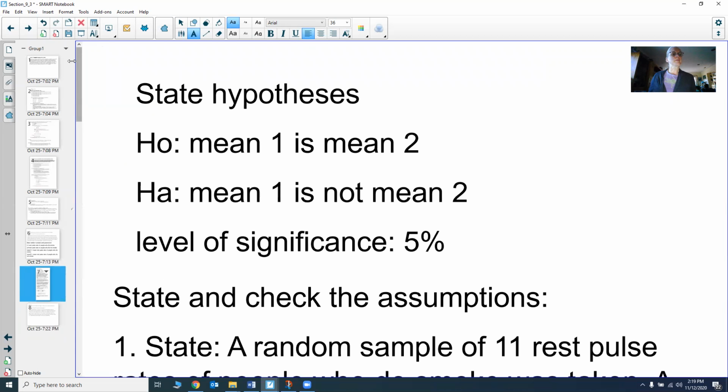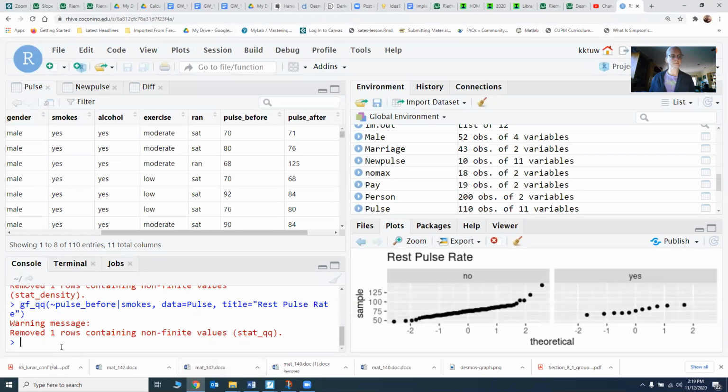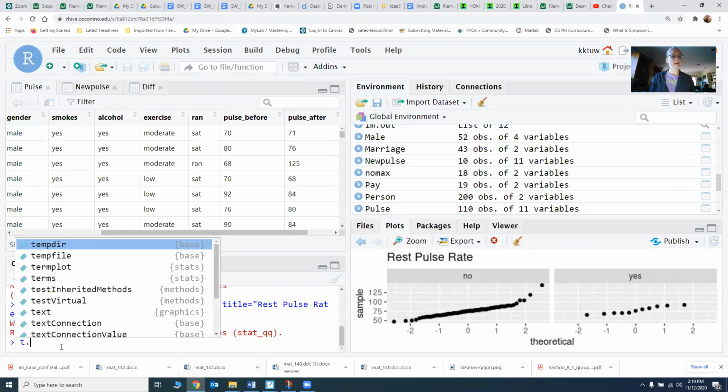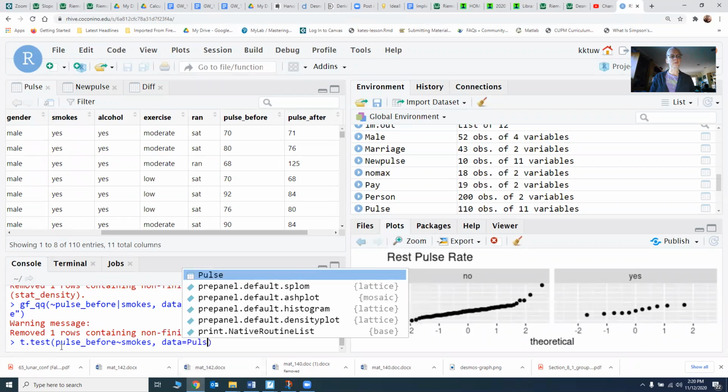Okay. So then our next step is to do the calculations. So let's go ahead and do the calculations. So we'll go back into RStudio for that. And you can use an RMD file if you want. We're going to do it in the console here. T.test. Again, we start off with our quantitative variable, which was pulse before. And then we do tilde and our qualitative variable that we're basing it off of, which was smokes. And then our data is pulse.